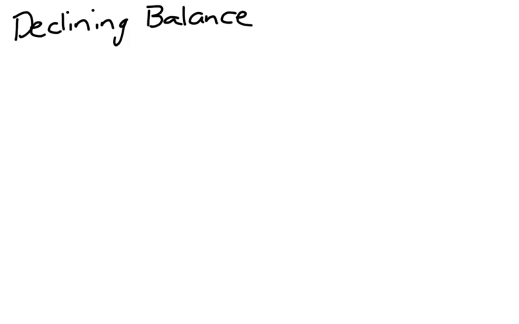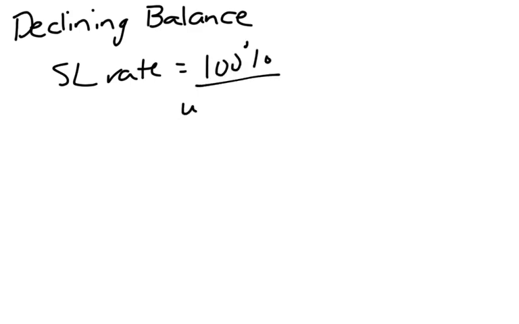One other depreciation method is declining balance. Sometimes you'll hear this referred to as double declining balance. The reason we talk about it as double declining is because it uses twice the straight line rate when we calculate depreciation with this method. So remember, the straight line rate is where we take 100% and divide it by the useful life.